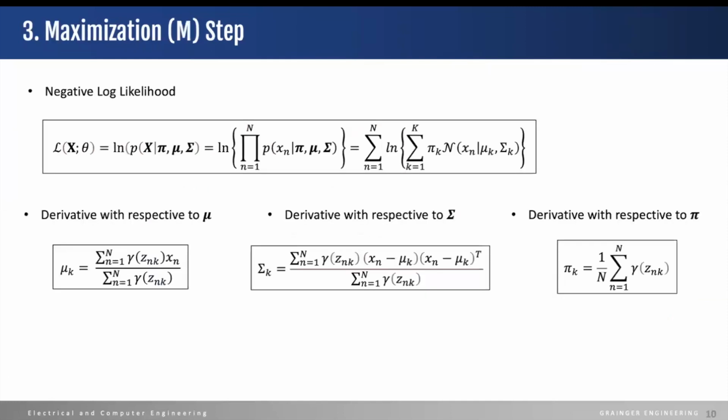After computing the expectation value for the given data, our next step is to perform the maximization. To maximize the expectation value, we'll be using our good old friend, the negative log likelihood. Taking the derivative of the negative log likelihood with respect to each parameter gives us the equations that are shown below.